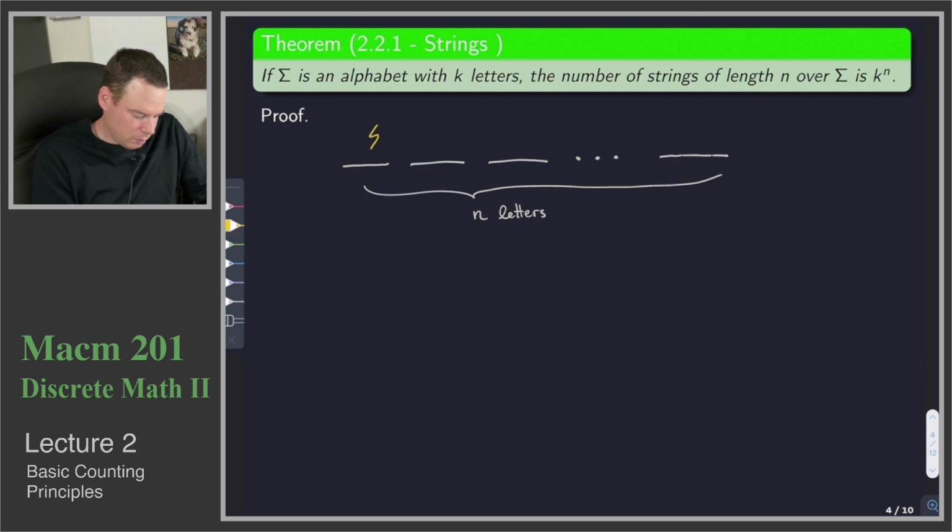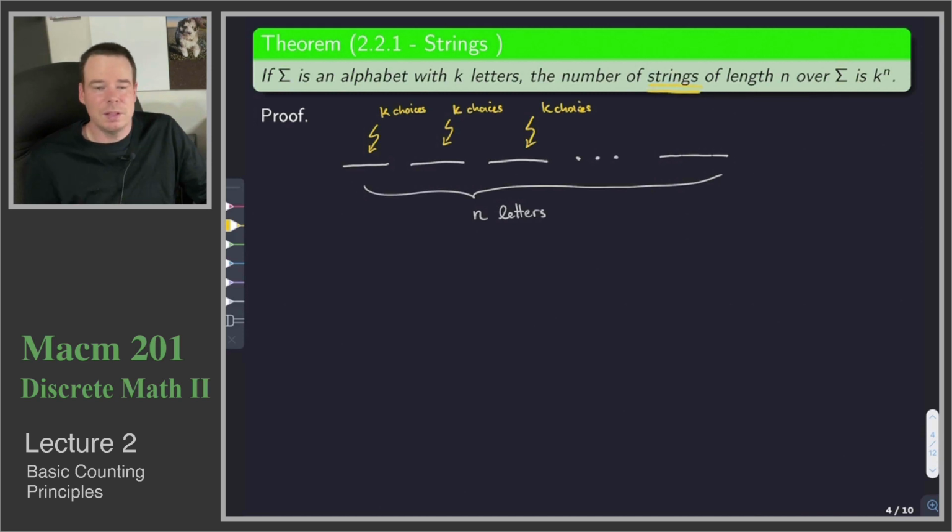This first character, because I'm choosing it from an alphabet of size k, there are k choices to fill that spot. But there are also k choices to fill the next slot. And there are k choices to fill the next slot, because I'm just looking at building a string. And a string is just a sequence of the letters in the alphabet. We can reuse the letters as many times as we want. And then there are k choices all the way down until the last spot.